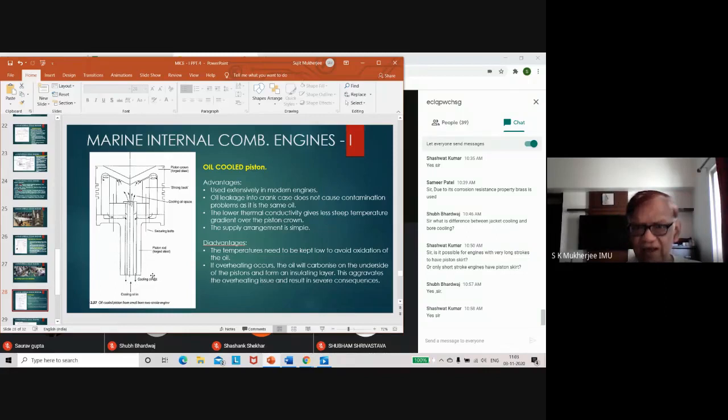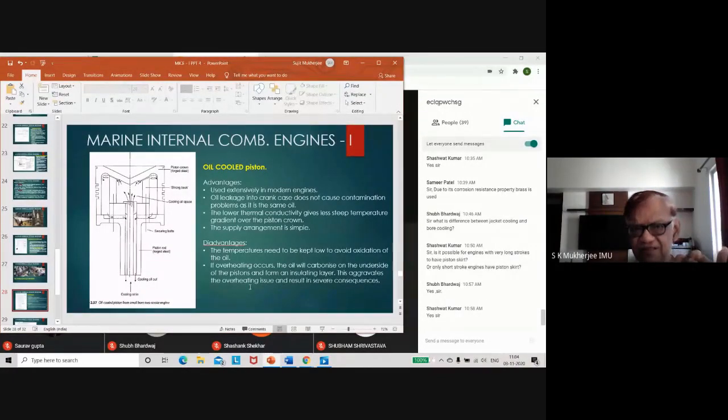Okay, this is one. When overheating occurs, the oil will carbonize on the underside of the piston and form an insulating layer. This aggravates the overheating issue and results in severe consequences. Severe consequences mean very, very severe consequences. You can have a piston seizure. A piston seizure is an overheated piston which will weld itself with the piston rings and the liner and remain stuck.